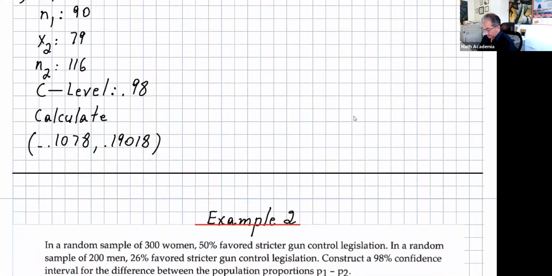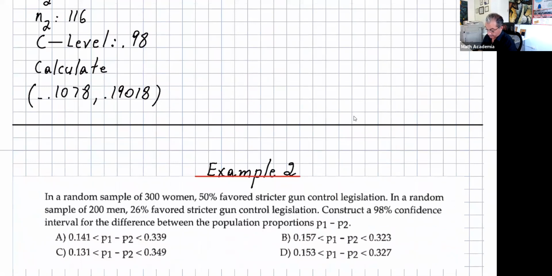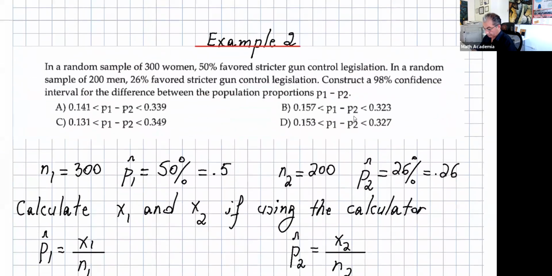There is another example here, number 2. In a random sample of 300 women, 50% favored stricter gun control legislation. In a random sample of 200 men, 26% favored stricter gun control legislation. Construct a 98% confidence interval for the difference between the population proportions, p1 minus p2.